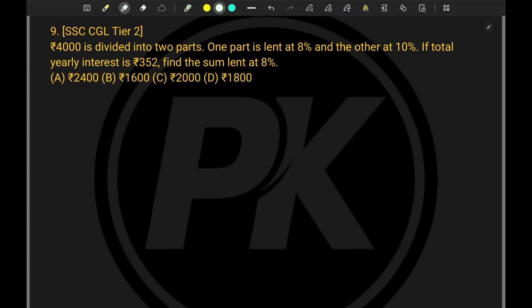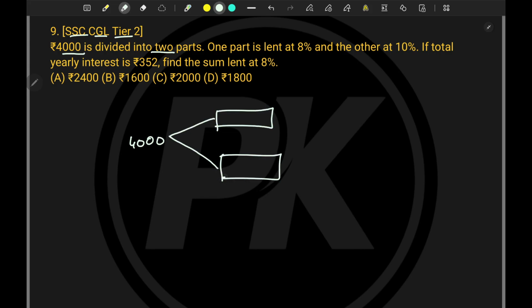Let's see this problem. This is a very interesting problem. This problem is from the SSC CGL Tier 2 examination. Now what is asked? First try to understand. The 4,000 rupees is divided into two parts. That means this 4,000 amount is divided into two parts and we don't know the exact amount.